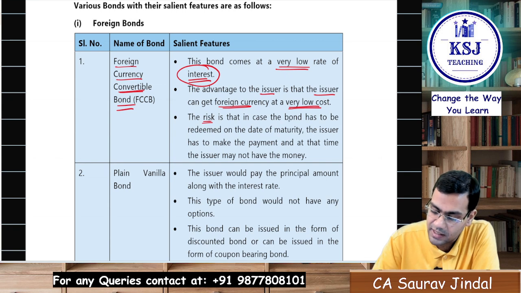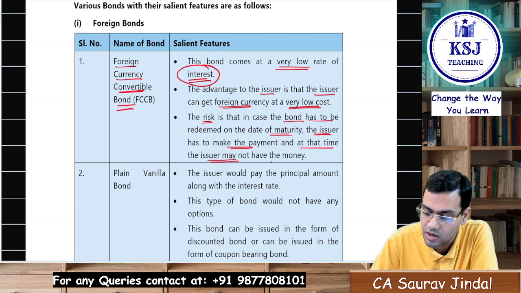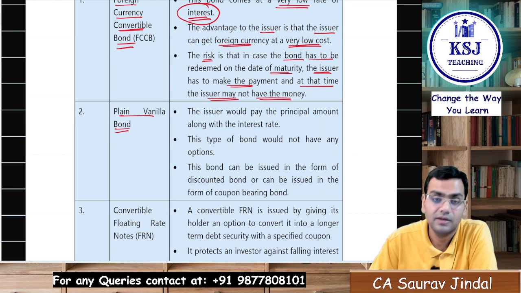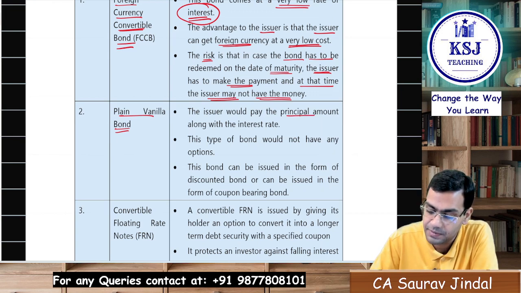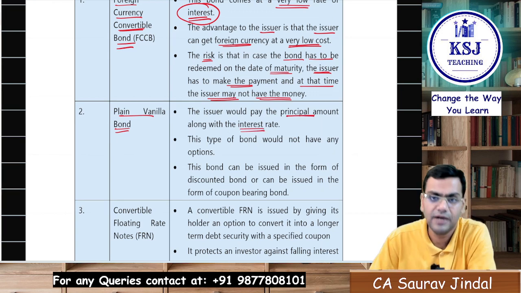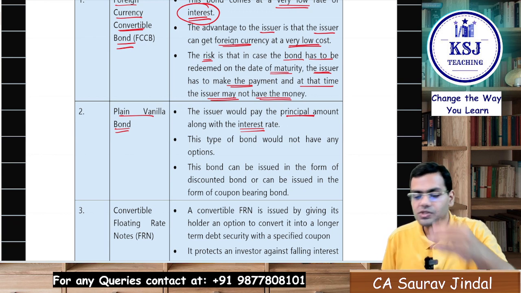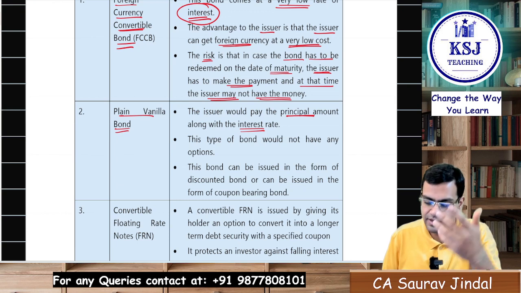The risk is that in case the bond has to be redeemed on the date of maturity, the issuer has to make the payment, and at that time the issuer may not have the money, right? After that, we have plain vanilla bond. What is a plain vanilla bond? The issuer would pay the principal amount along with the interest rate from time to time. You will keep on redeeming. You will be paying the principal amount also along with the interest rate.